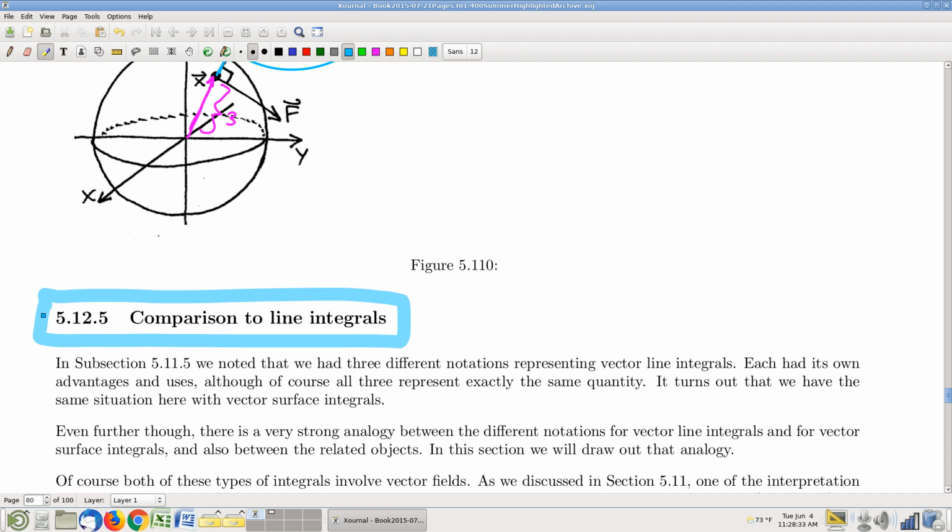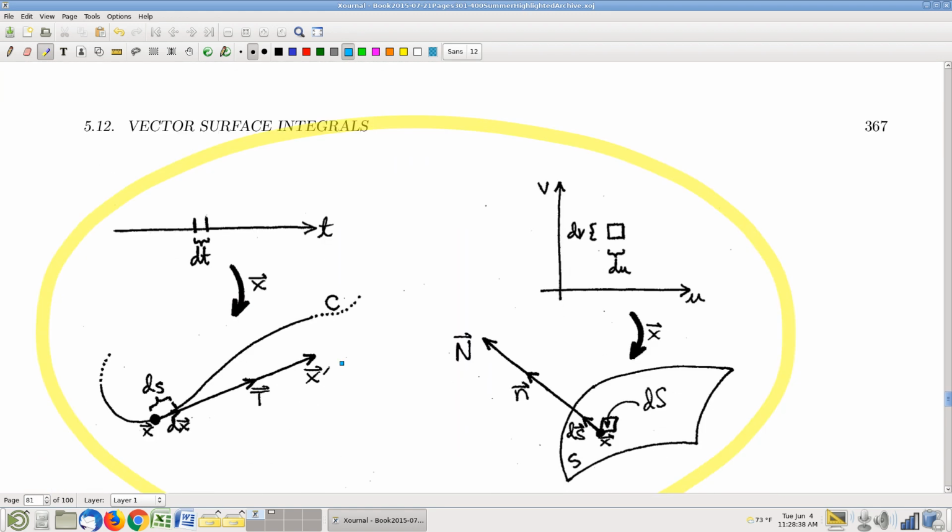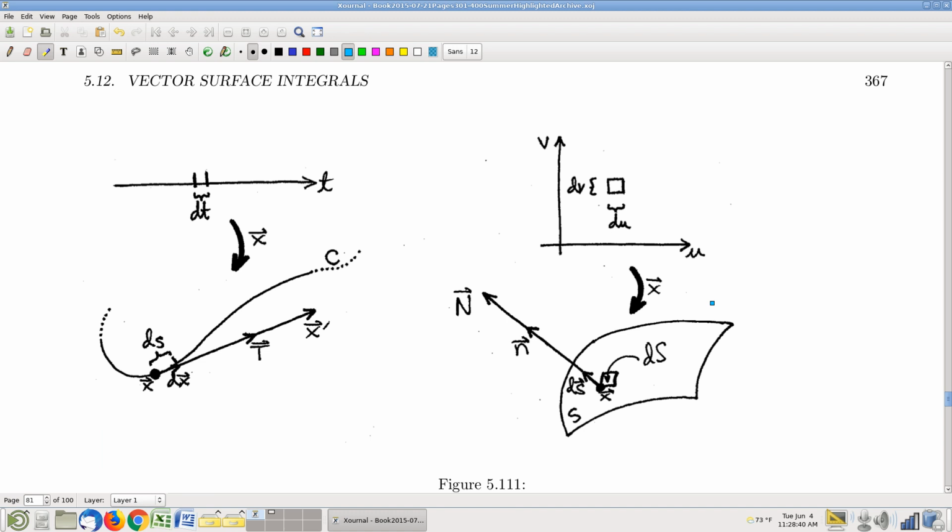And yet there's going to be a strong analogy between these two kinds of integrals, and we've already seen some of these analogies as we've been moving along. So I'm going to try to underscore what those analogies are, and then I'll say a couple of words as to why this happens. It's not a coincidence. It's going to look like a coincidence.